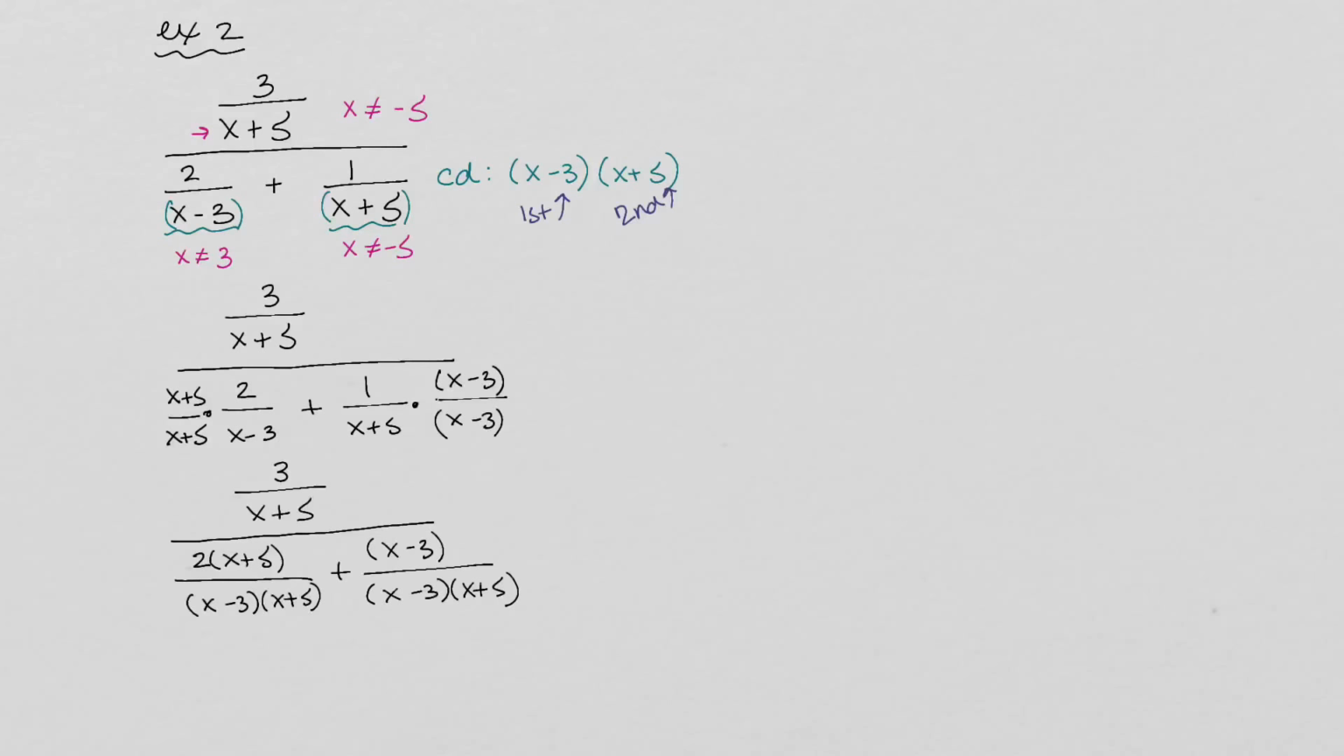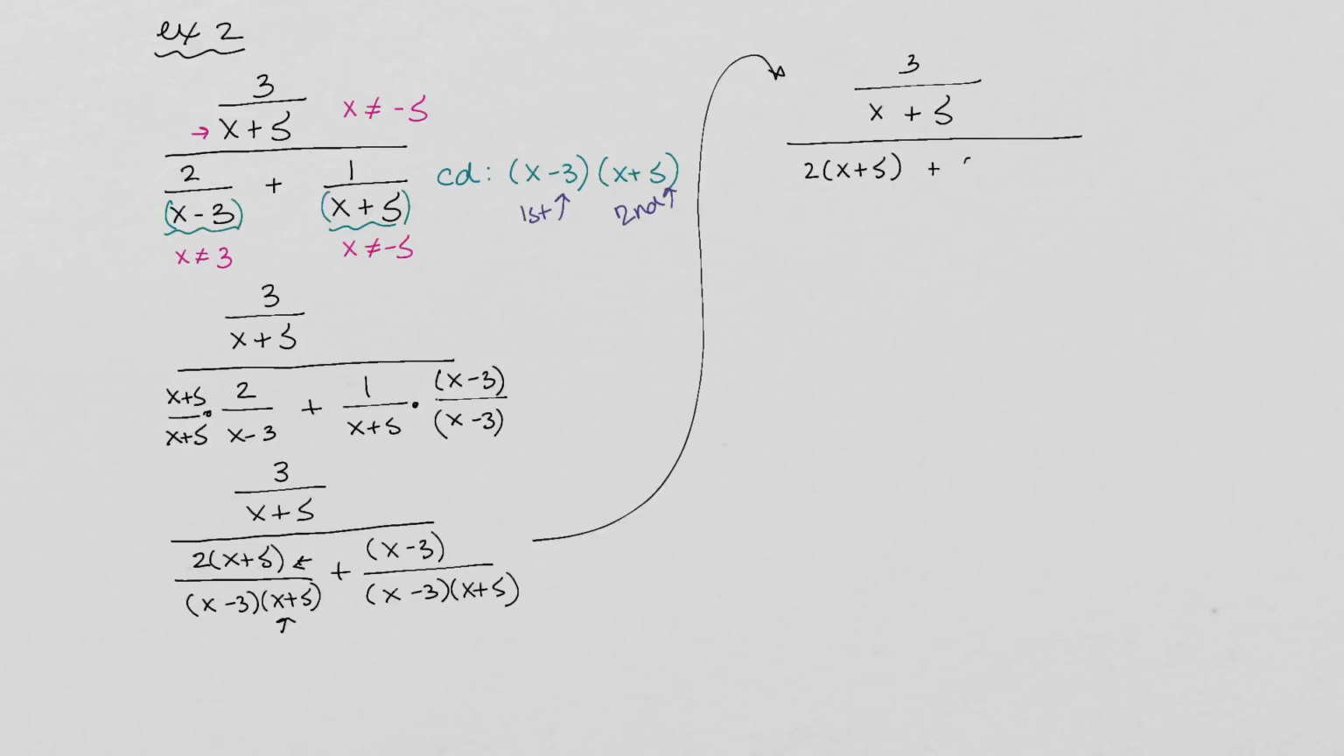Now, at this point, we need to be careful not to get excited about canceling out terms. I notice that there is an x plus 5 in the top of this fraction and also an x plus 5 in the bottom of the fraction. If I cancel those two out, we'll end up back at the step above this one. So don't cancel out those terms. What we're going to do is we're going to go ahead and add the terms in the denominator together. So I have 3 over x plus 5 over 2 times x plus 5 plus x minus 3 over x minus 3 times x plus 5.